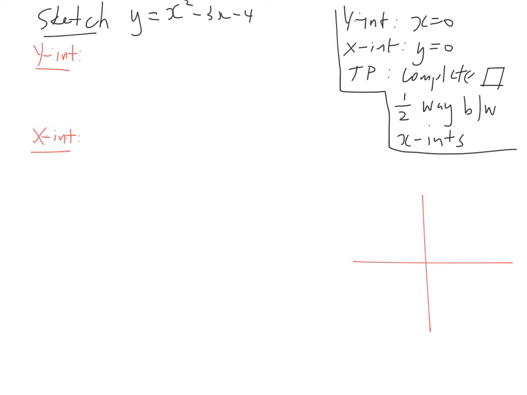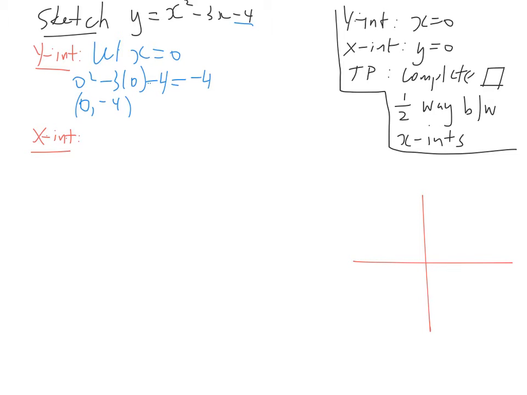So first thing we're going to do is look at the y-intercept. So we let x equal 0. So as a result, we'll have 0 squared minus 3 times 0 minus 4, and we end up with negative 4. So therefore, we have a y-intercept at (0, -4). Really easy thing to remember is that number there is always your y-intercept.